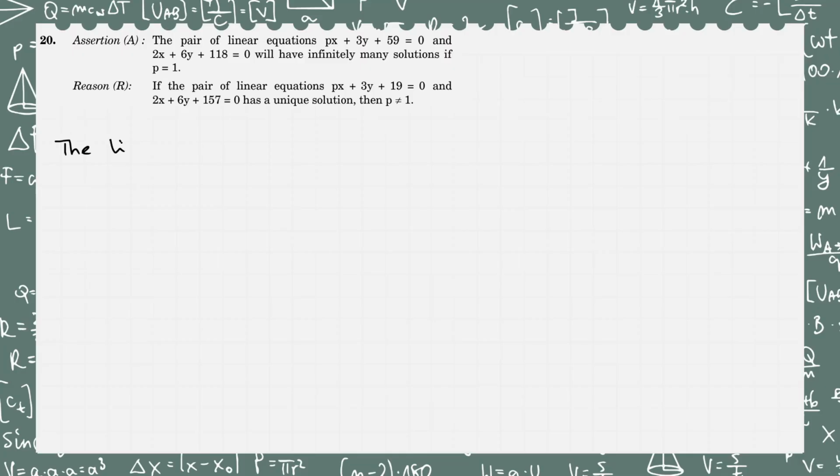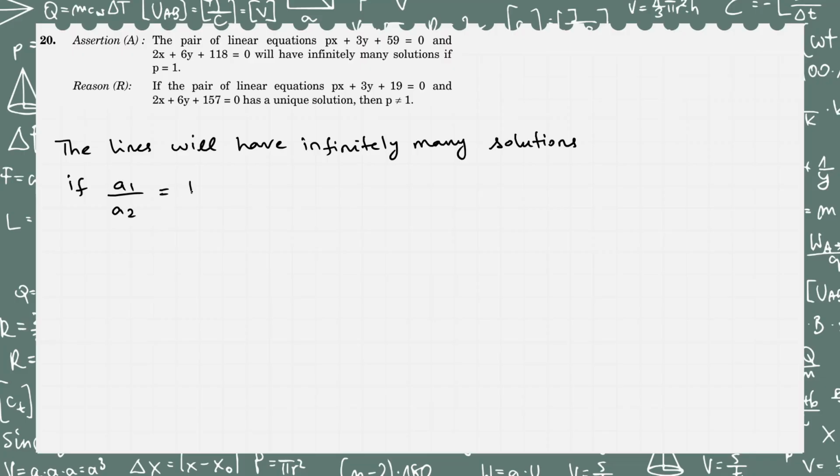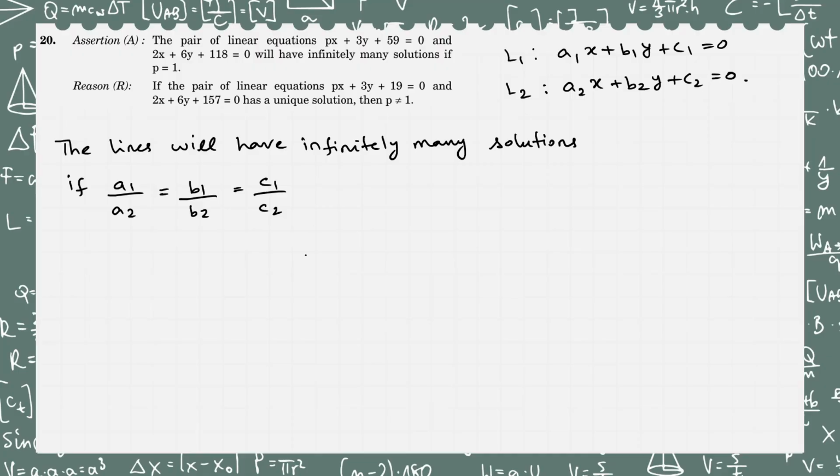So, the lines will have infinitely many solutions if a1 by a2 equal to b1 by b2 equal to c1 by c2. If we take the first line like a1x plus b1y plus c1 equal to 0, and the second line like a2x plus b2y plus c2 equal to 0, then this condition should be satisfied. Only then we can say the lines will have infinitely many solutions, right?